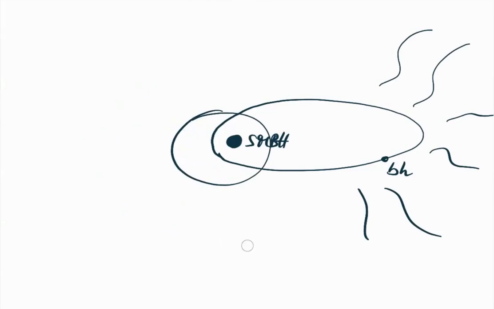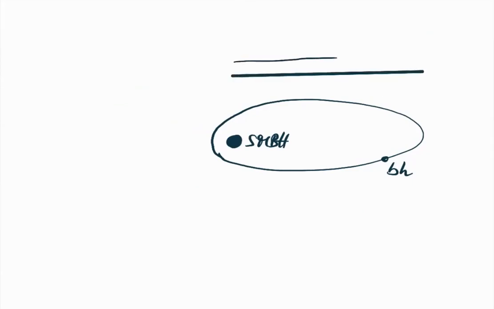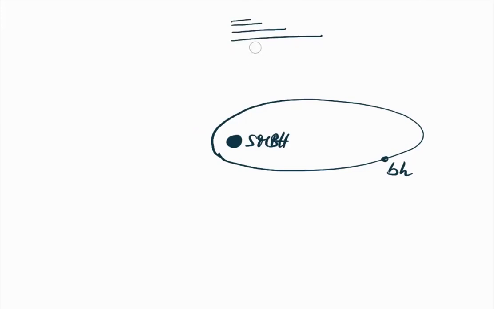If you have a binary and the binary loses energy, what happens is that the symmetry axis, which initially was that, will become smaller and smaller and smaller over time. Okay, this is the first thing. So the two compact objects, the supermassive black hole and the black hole, are getting closer and closer to each other. This is the first thing.